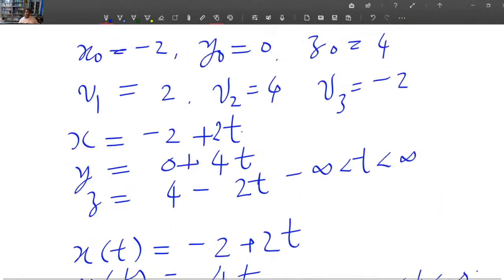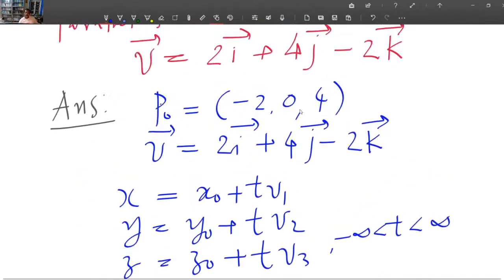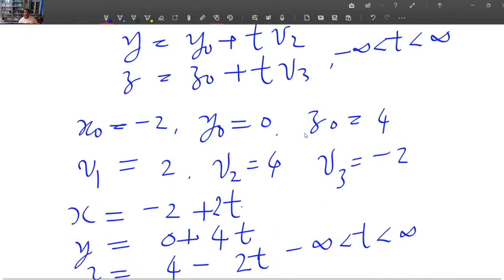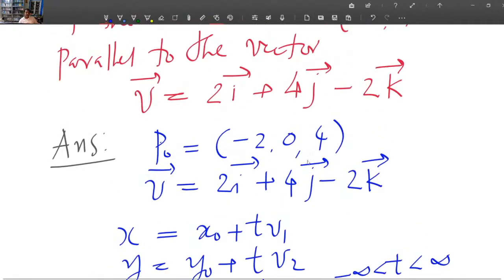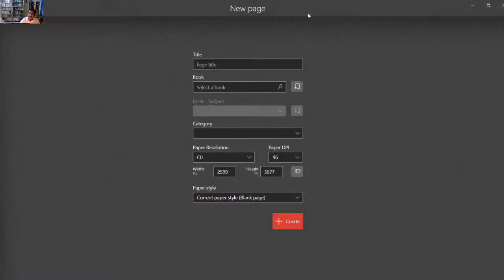Now we have a second question. So this is the case when a point and a vector is given. Now we are switching to the case when 2 points on a line are given. So that's the next question. So consider a new page.